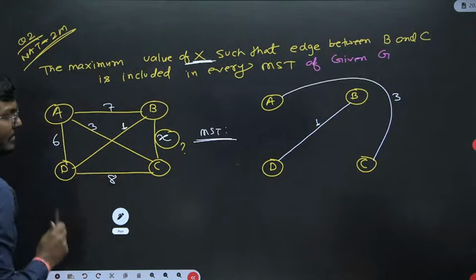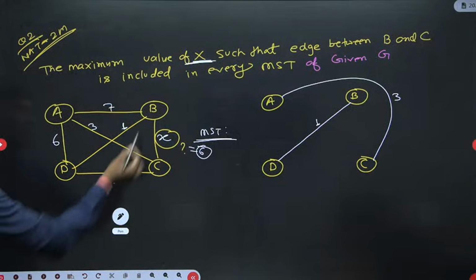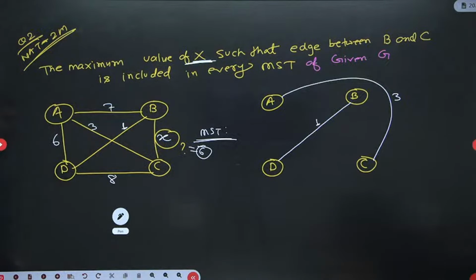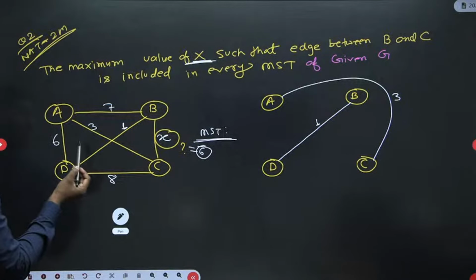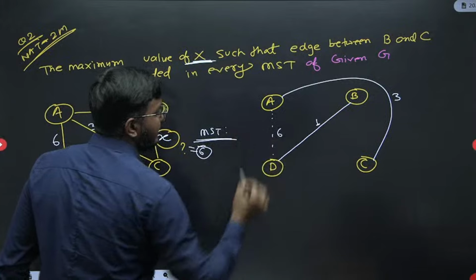So now notice, can I keep this 6? Tell me, can I keep this 6 here? If you keep X equal to 6, then what will happen? In some MST, we can pick this 6, A to D. In some MST I can pick this, A to D is 6 only.